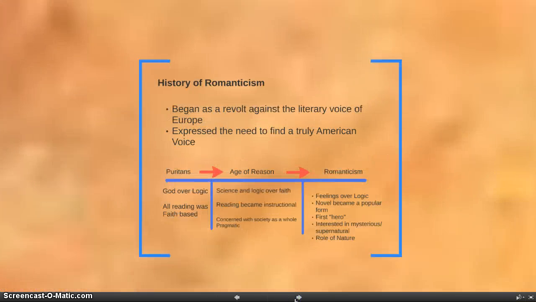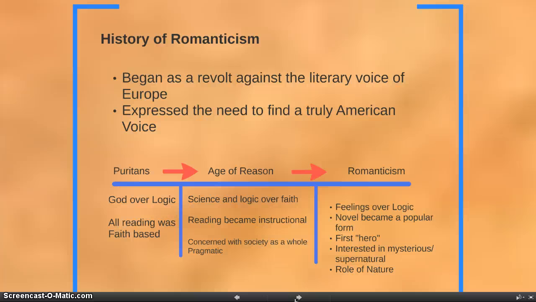So, Romanticism was a literary movement that began in the early 1800s as, in a sense, a revolt against the literary voice and traditions of Europe. If you consider the Revolutionary War as a time when America asserted its independence from England physically and as a country, the Romanticism period is a time when American writers asserted their independence from Europe in terms of literary structures and traditions. And so, this is the moment when we look for the true American voice in literature.